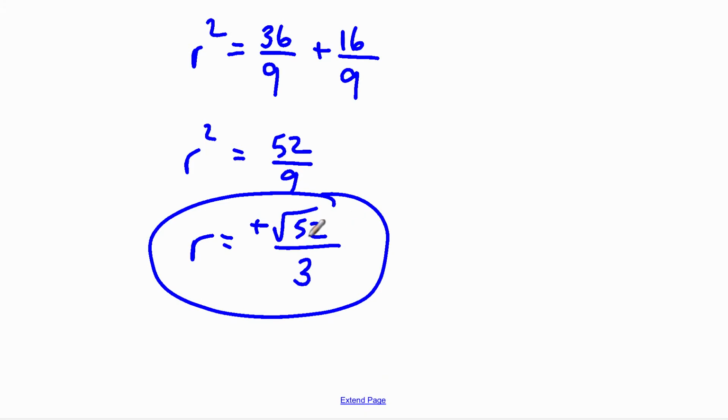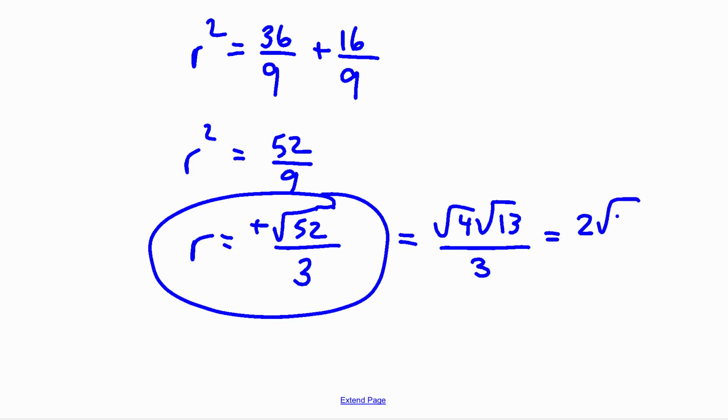I could probably simplify that. I'm just thinking 52, 4 will go into that. So I could rewrite that as root 4 times root 13 over 3. The square root of 4 is 2, so it'd be 2 root 13 over 3. That's a better thing to work with for r.